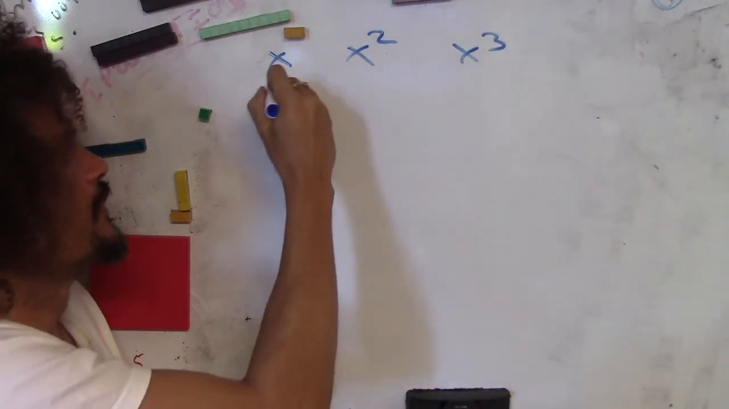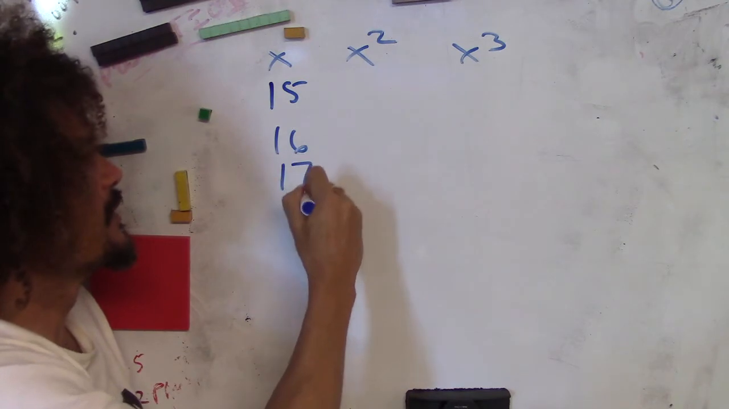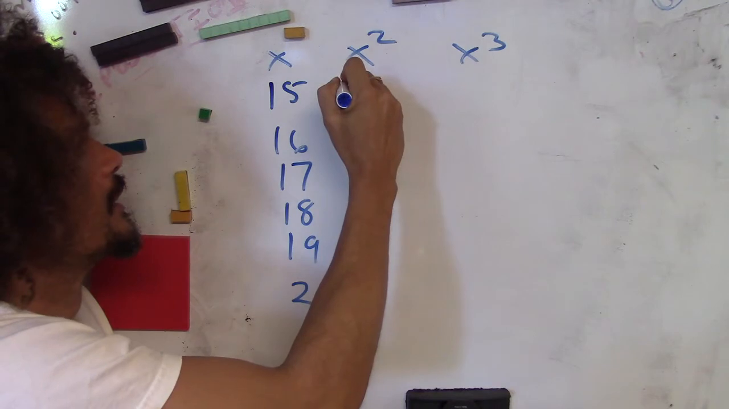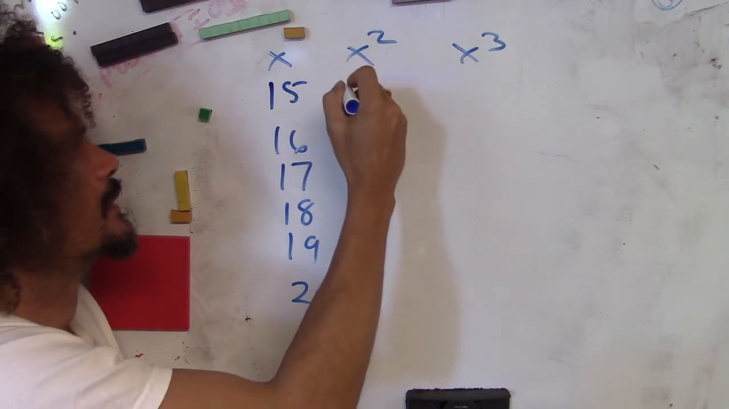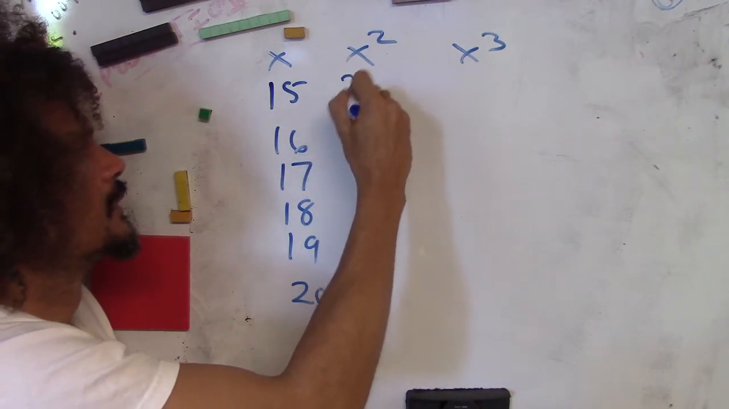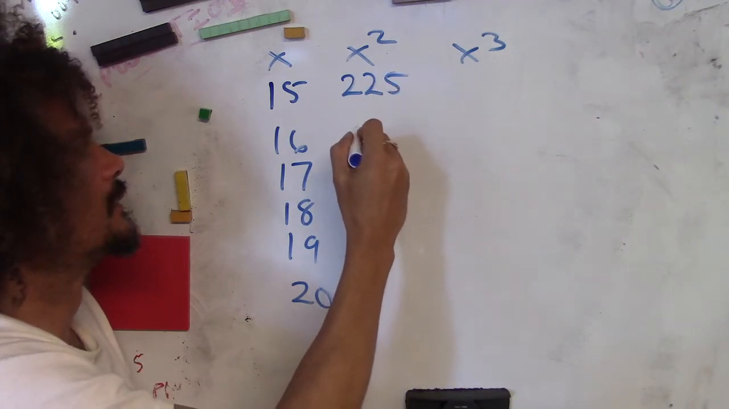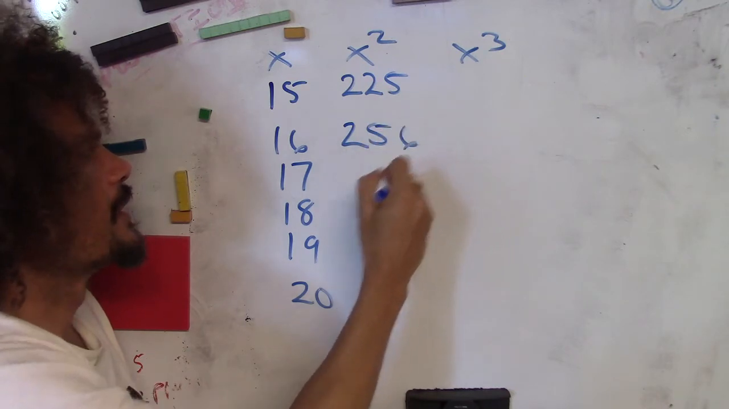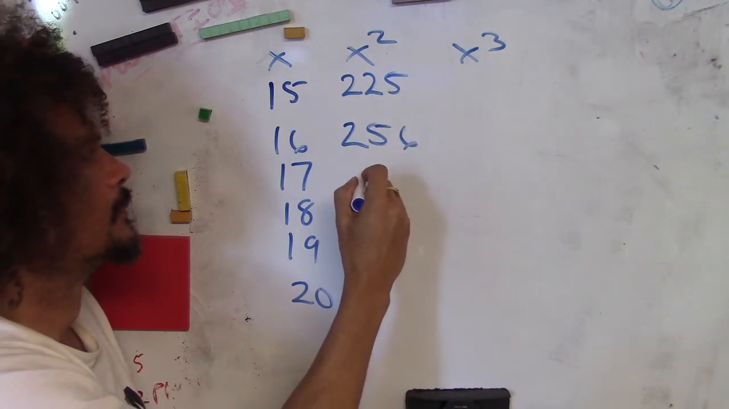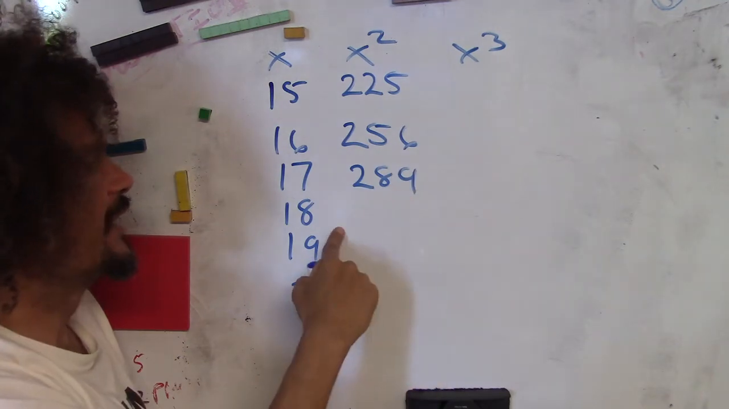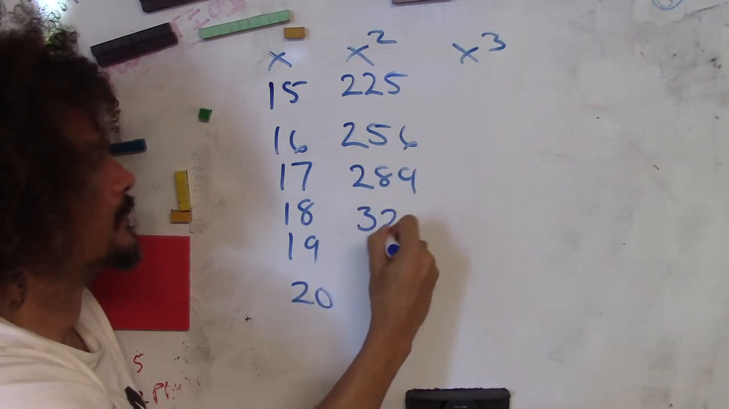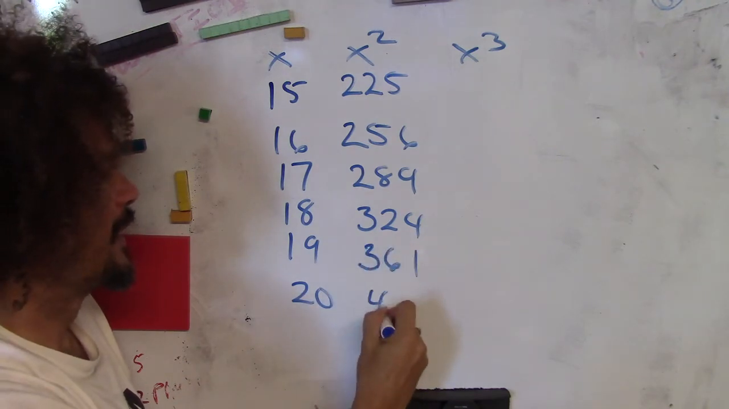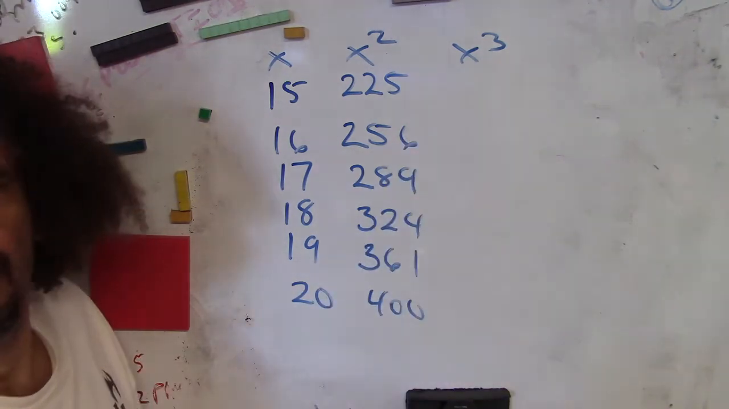Keep going. So what do we do? 15, 16, 17, 18, 19, 20. So let's see here. What's 15 squared? 225. Got it. What's 16 squared? 256. 17 squared? 289. 18 squared? 324. And 19 squared? 361. Got it.